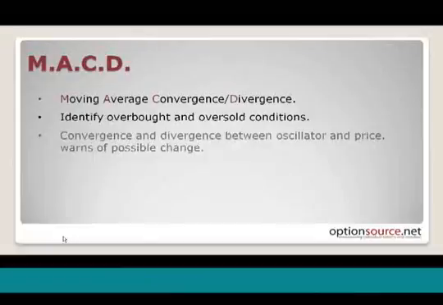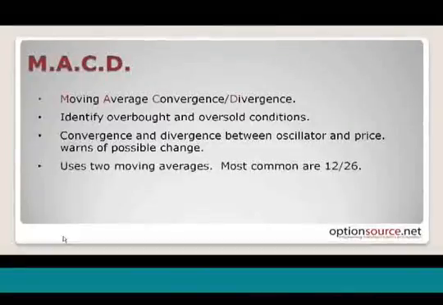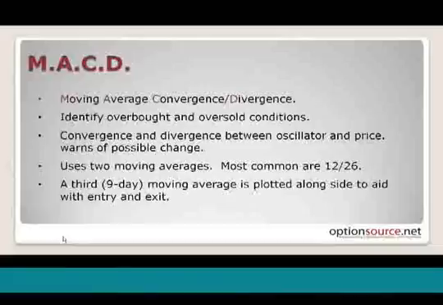We can look at also convergence and divergence between the oscillator and our price to warn of a possible change. And really what this particular indicator does is it uses two moving averages, which is our 12 and our 26. I'm going to illustrate this in a second. And it then adds a third day, in this case day because we're looking at a daily chart, but a third bar average as a signal line.